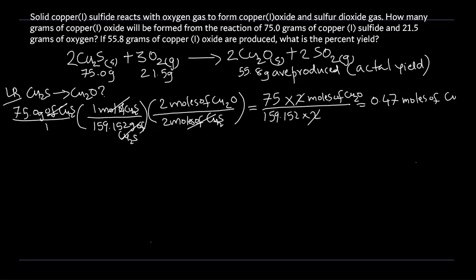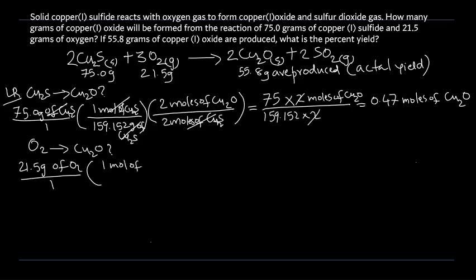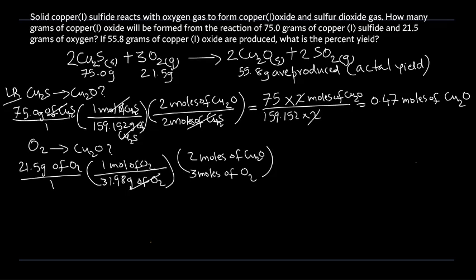And then we will see how much copper oxide the other reactant, oxygen, will produce. For that one I have 21.5 grams of oxygen given divided by 1, and I can convert that into moles. The molar mass of oxygen is 31.98 grams per mole. Then for the moles of oxygen, I will compare the stoichiometric relation, the mole ratio in the balanced chemical equation: 3 moles of oxygen to 2 moles of copper(I) oxide. Now I can cancel grams of oxygen and moles of oxygen, and I will have moles of copper(I) oxide.